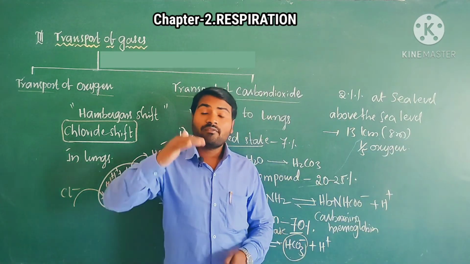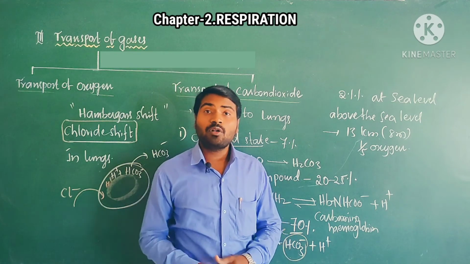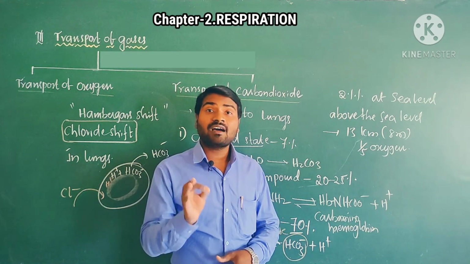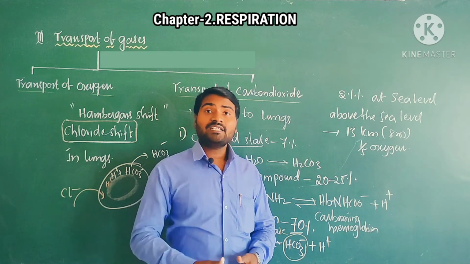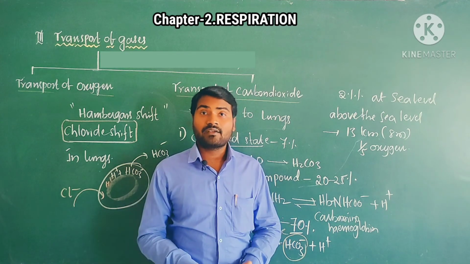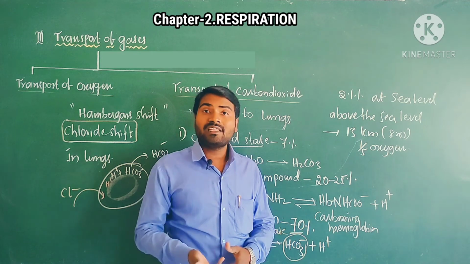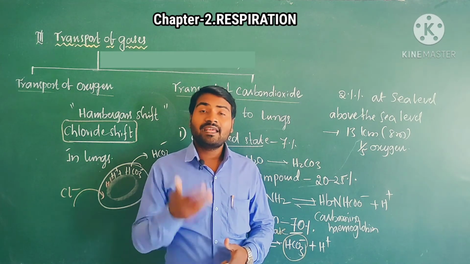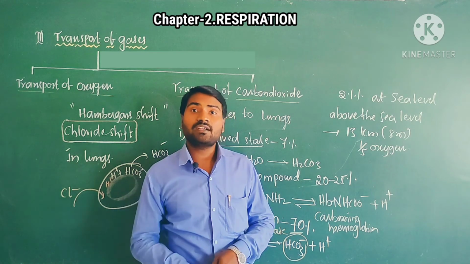So every 13 kilometers above the sea level, how much oxygen is available? Only 1/5 of the oxygen available at sea level. So that is why we cannot get proper breathing, we suffocate. When we go to high altitude, we may get breathing problems, suffocation, headache, dizziness, nausea, vomiting-like feeling because of insufficient oxygen.